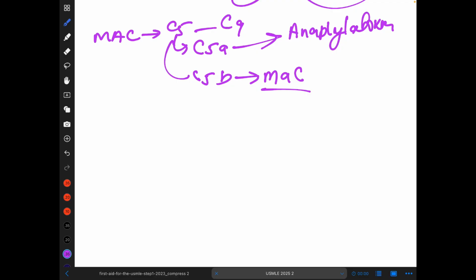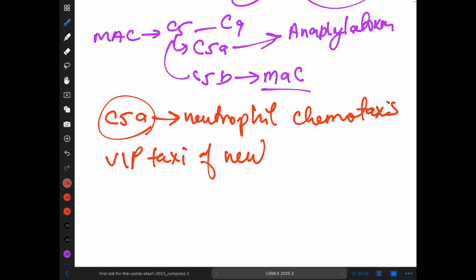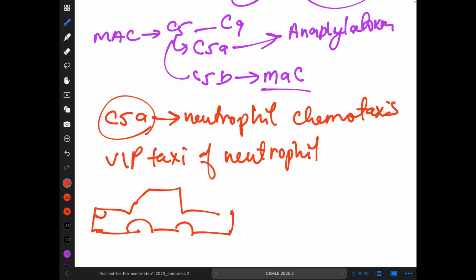But C5a has one more important job. Besides anaphylaxis, it is a very major neutrophil chemotaxis factor. It is the VIP taxi of neutrophils. Don't forget. C5a is the VIP taxi on which the neutrophil will sit and say, hi, I'm coming to heal you, and starting the inflammation.